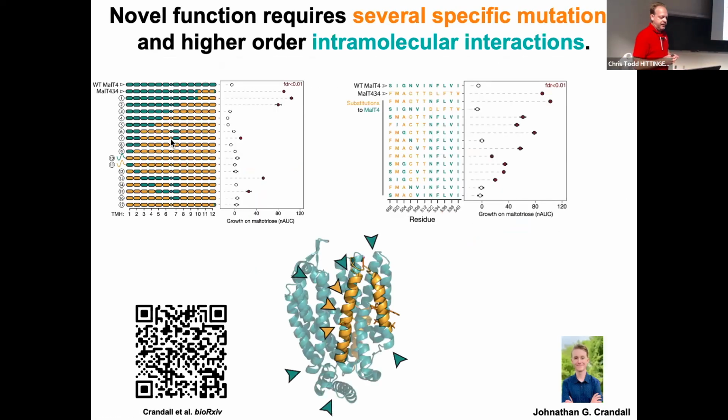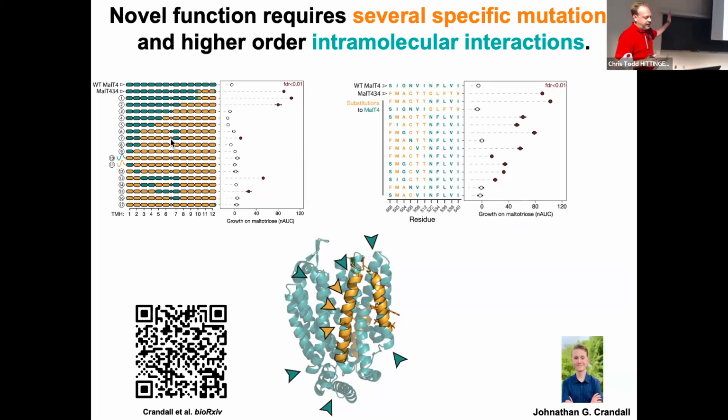So after years of whittling it down and surviving a global pandemic, my PhD student, John Crandall, eventually determined that there were several specific mutations and indeed some higher order intramolecular interactions that are actually required to confer maltotriose utilization. And I'm not going to run through all of the data. He just defended his dissertation recently. So you should ask him about it. He knows the details better than me anyway.